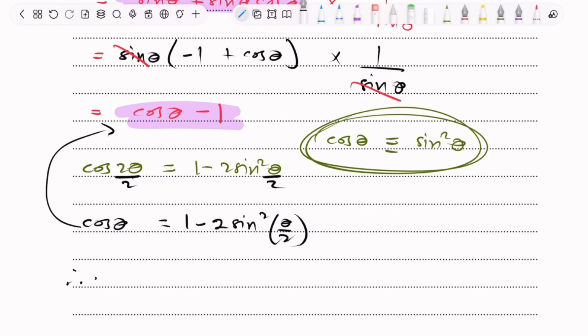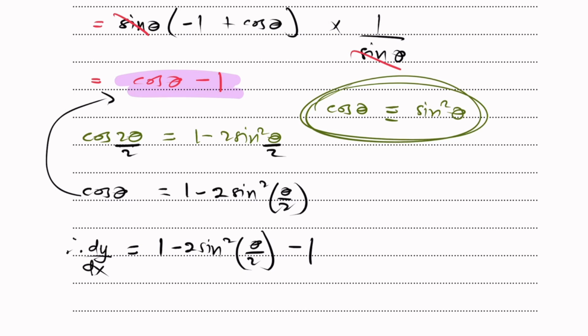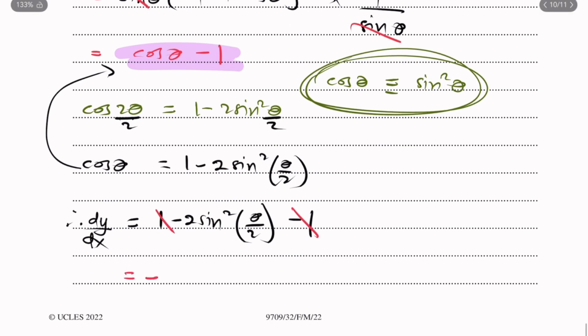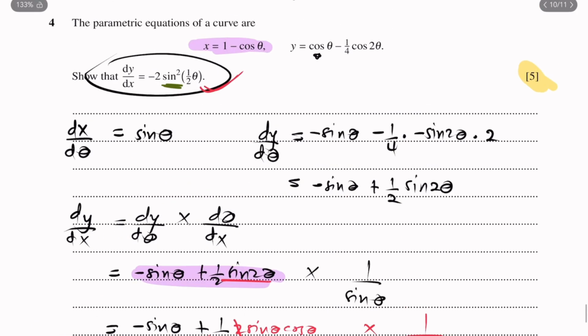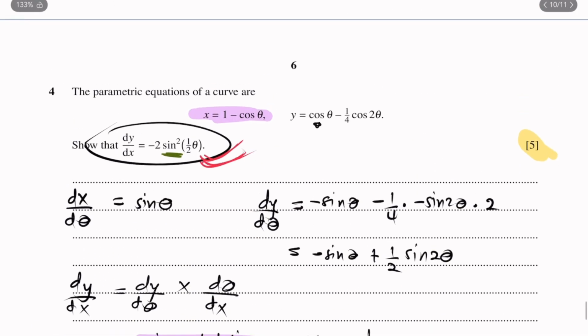So therefore, dy/dx equals cos θ, which is this, minus 1. So this and that will cancel, and we get negative 2 sine squared of half θ. And that is exactly what they wanted us to prove.